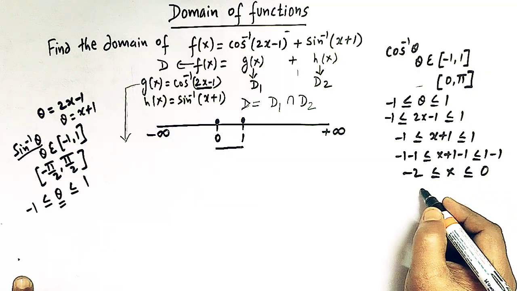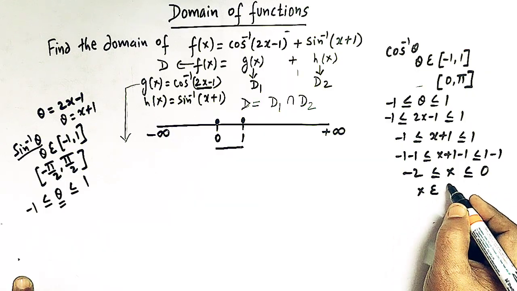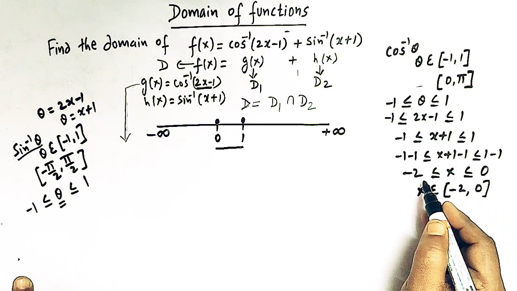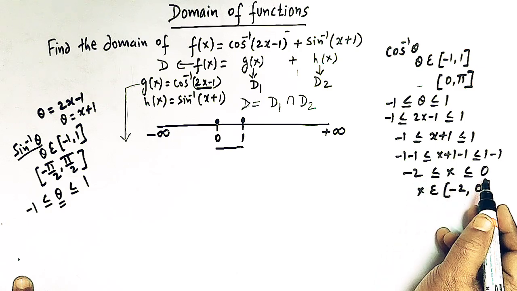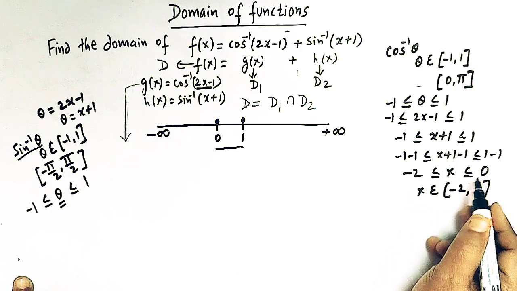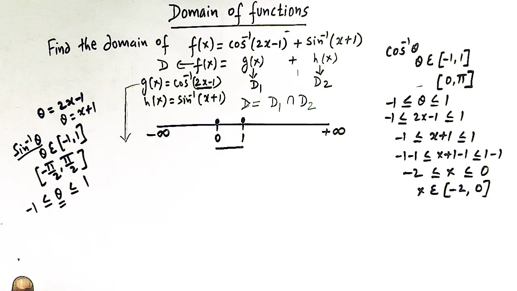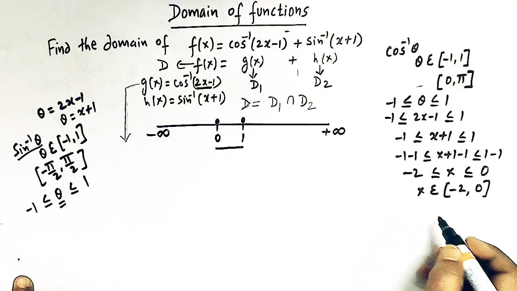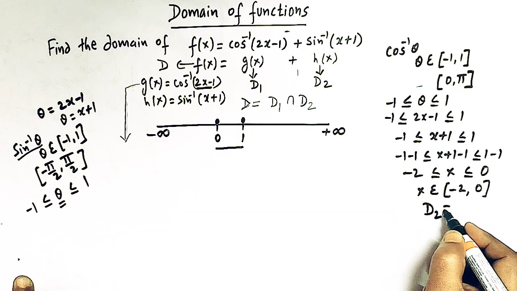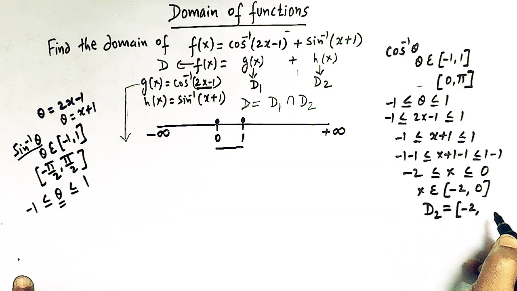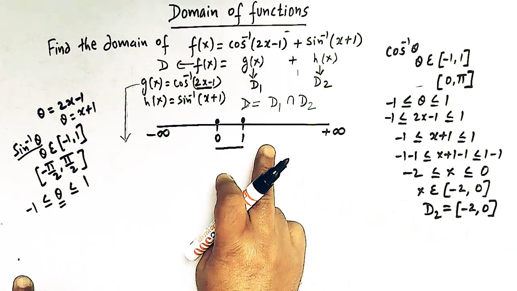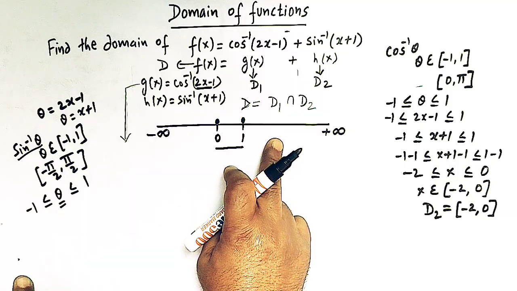So this inequality can also be written as x belonging to this interval, that is minus 2 to 0. And remember here minus 2 and 0, both the endpoints are also included. So the domain of this function h of x, that is d2, is given by this interval minus 2 to 0, right? So now let us represent this interval on this real number line.